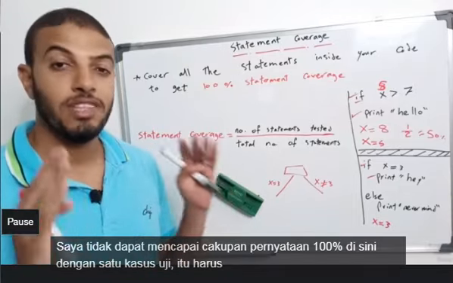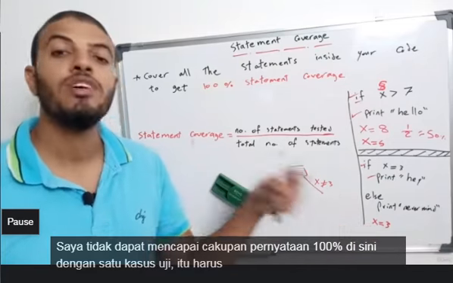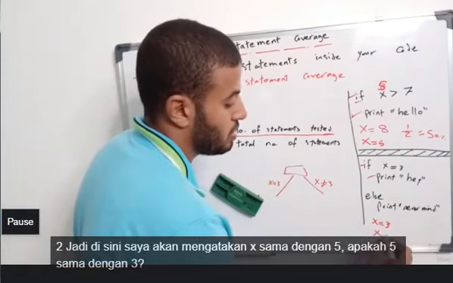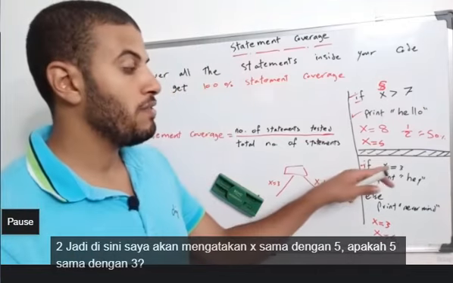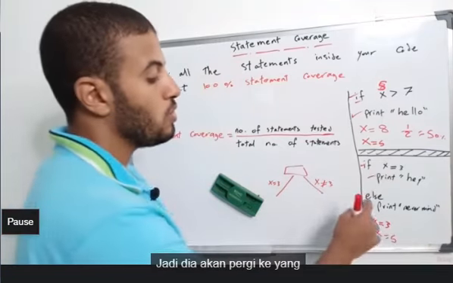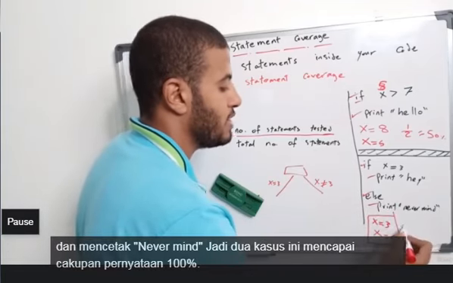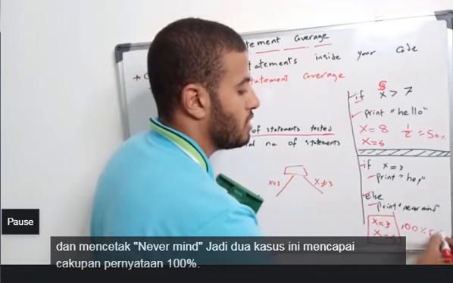I can't achieve 100% statement coverage here with one test case. It must be 2. So here I will say x equals 5. Is 5 equal to 3? No. So it will go to the else and print never mind. So these 2 test cases achieved 100% statement coverage.